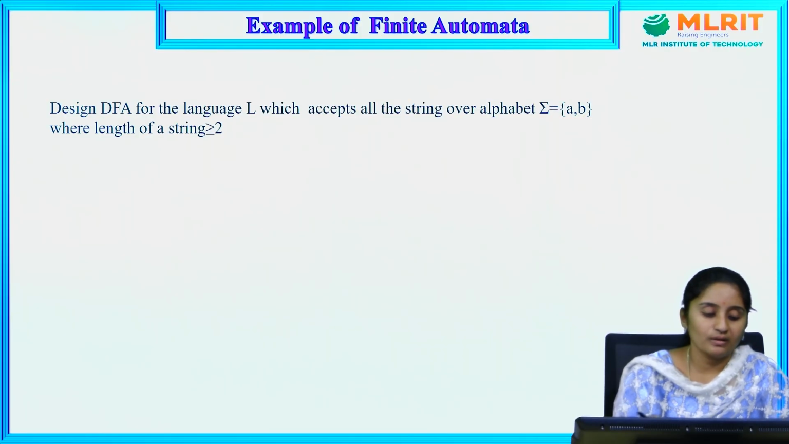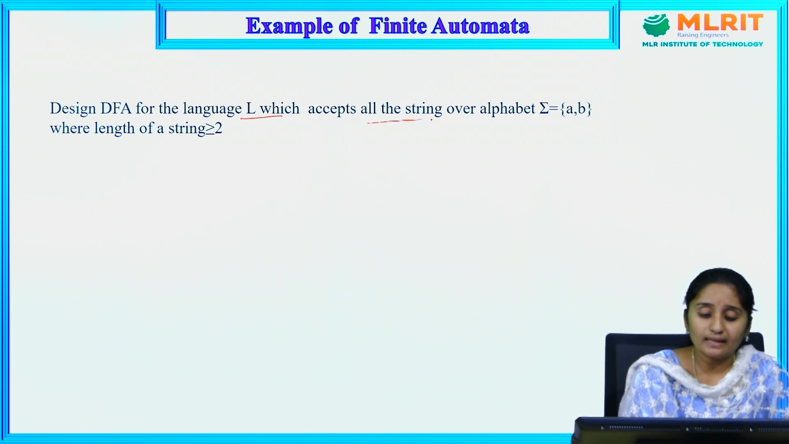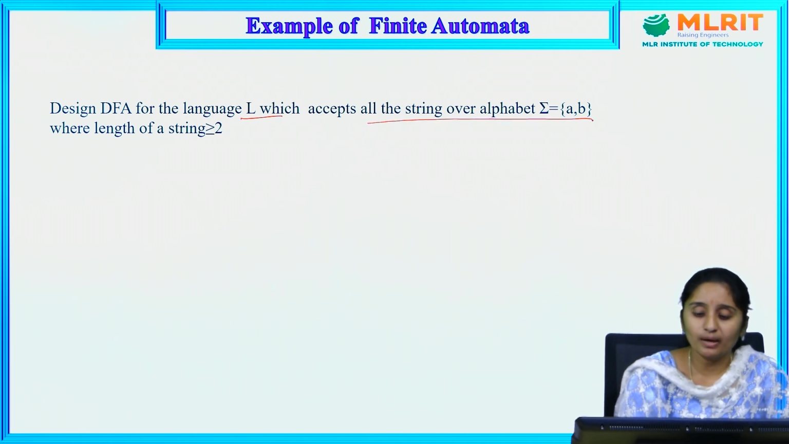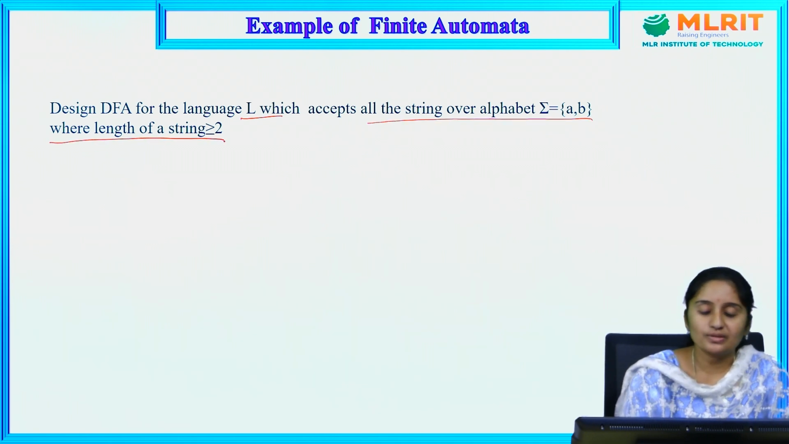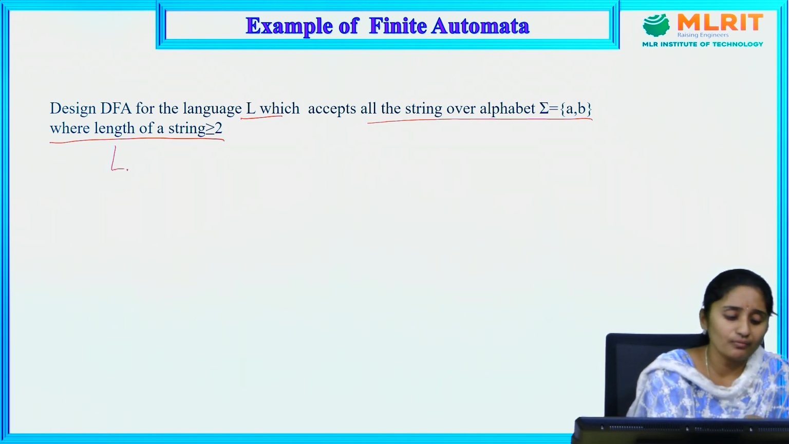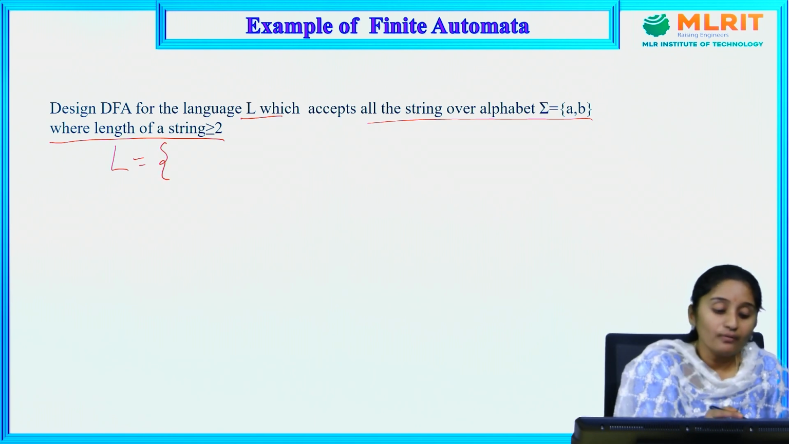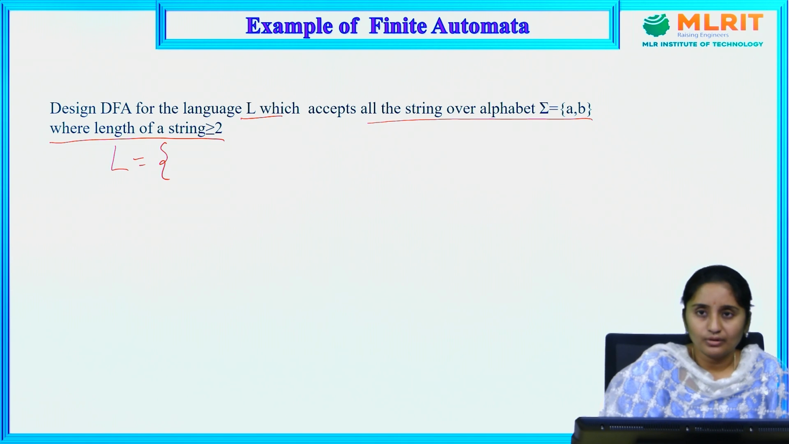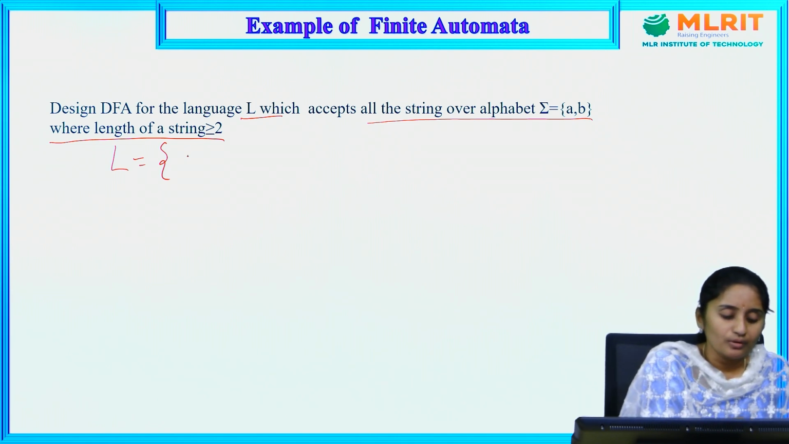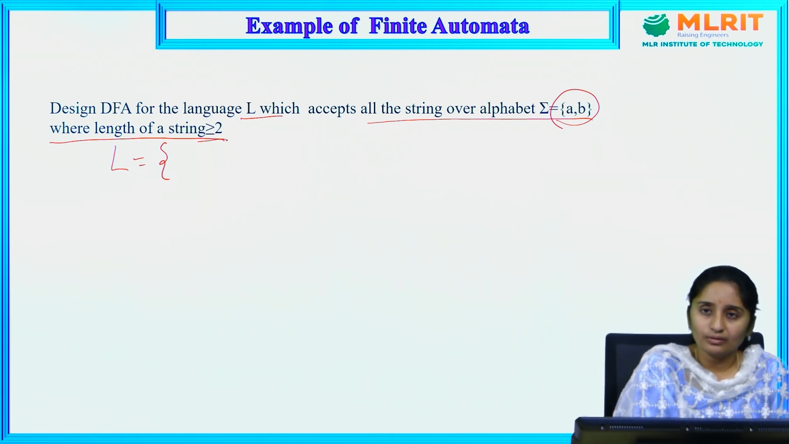So the next one: design a DFA for the language L which accepts all the strings over alphabet sigma equal to A comma B, where the length of a string is greater than or equal to 2. Greater than or equal to 2 is nothing but we are going to have a string of length greater than or equal to 2. So let us construct a language on inputs A comma B with string length greater than or equal to 2.